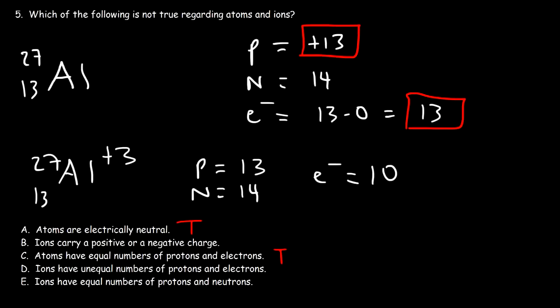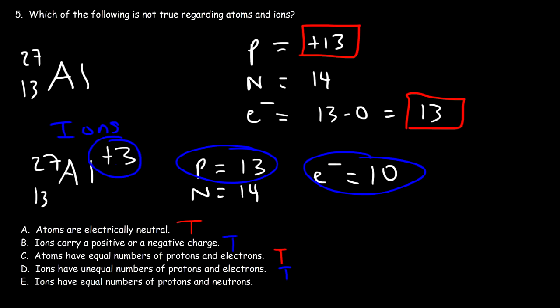So ions, rather, have unequal numbers of protons and electrons. So D is a true statement. And ions do carry a positive or negative charge, as we see here. Atoms don't carry a charge, they're neutral. A positively charged ion is known as a cation. So this is a cation. A negatively charged ion, like the fluoride ion, is an anion.